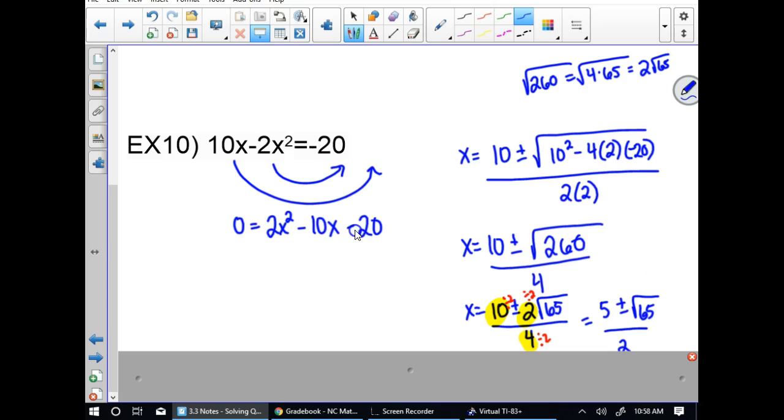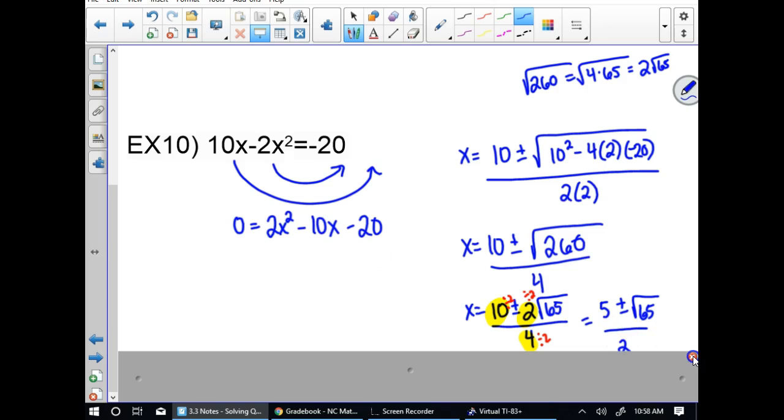Now, all of this could have been avoided if we divided by 2 at the very beginning, which I didn't let you do because I wanted to make sure that we went over this together. All right, questions? All right.